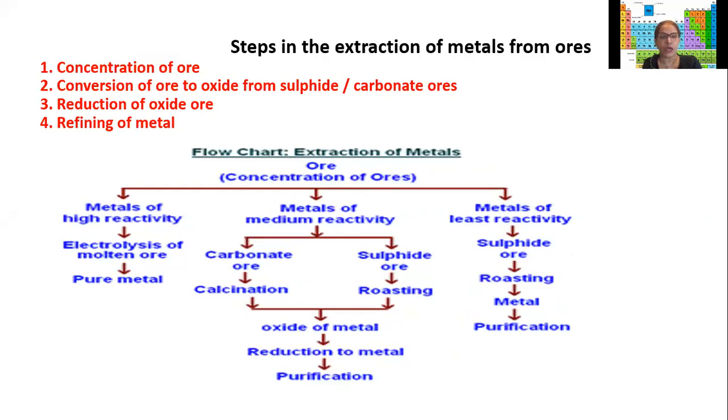So till now we have done about what is metallurgy. Metallurgy is the study of extraction of metals from their ores. Then we have seen what is the difference between a metal and an ore. And we have also seen what are the types of ores.